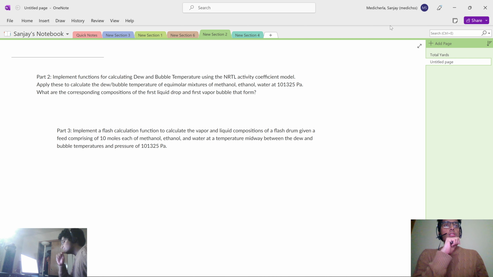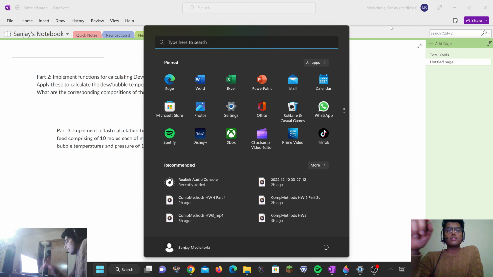So what they want us to do is implement a flash calculation to calculate the vapor and liquid compositions of a flash drum given a feed comprising 10 moles each of methanol, ethanol, and water at a temperature midway between the dew and bubble temperatures and a pressure of 101,325 pascals.